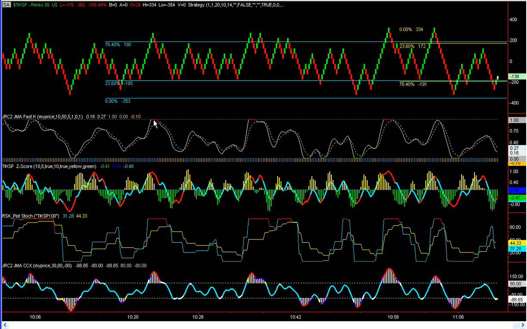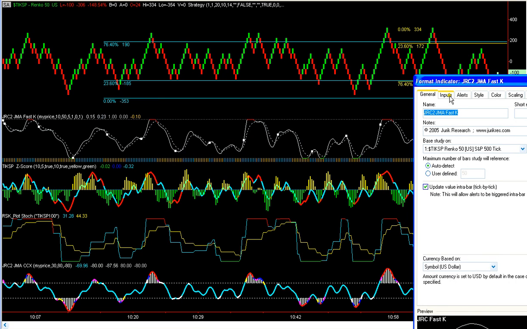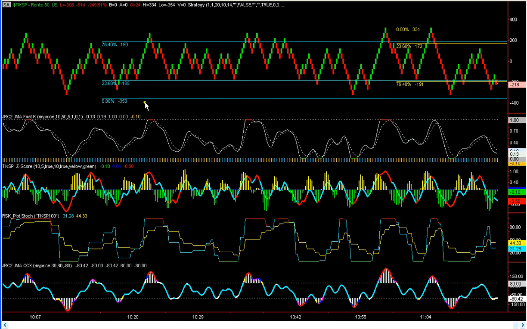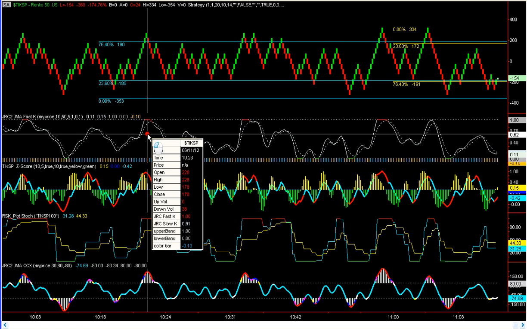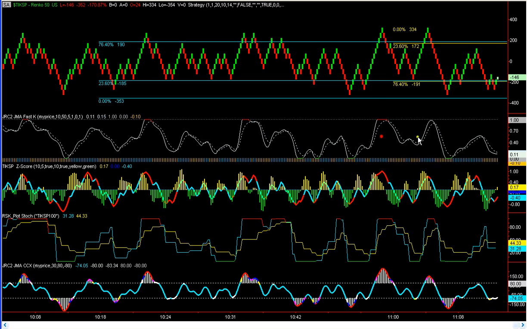CCX, excuse me, the stochastic. Now here we've set the stochastic range to, let me just pull this up. We're using a slightly different length here, 10 and 50, as opposed to what we were using on the tick. And we find overbought here, as well as in here. Then again in here, a little bit of divergence there.